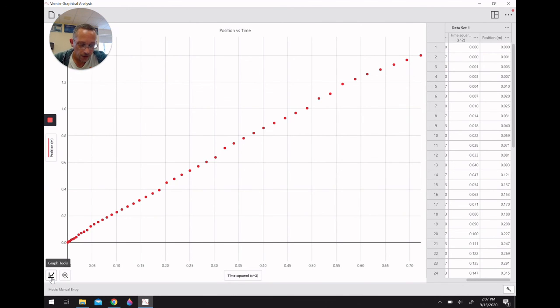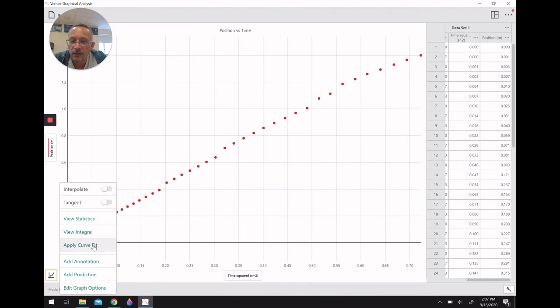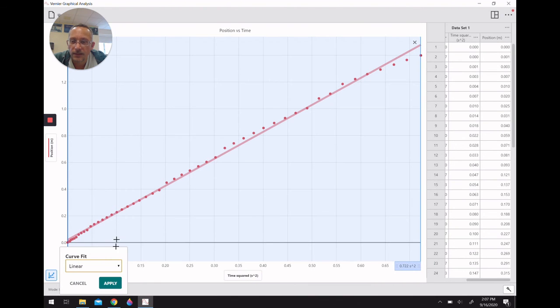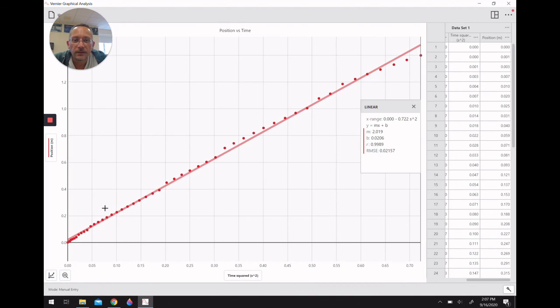So let's do a curve fit, and this time we'll make it a linear curve fit, to see if it fits fairly well. Not the best fit, but it fits fairly well. See, it drops off at the end there. I think that's probably the result of friction working on the car. If there wasn't friction working on the car, I'd expect to see that just go nice and perfectly straight.